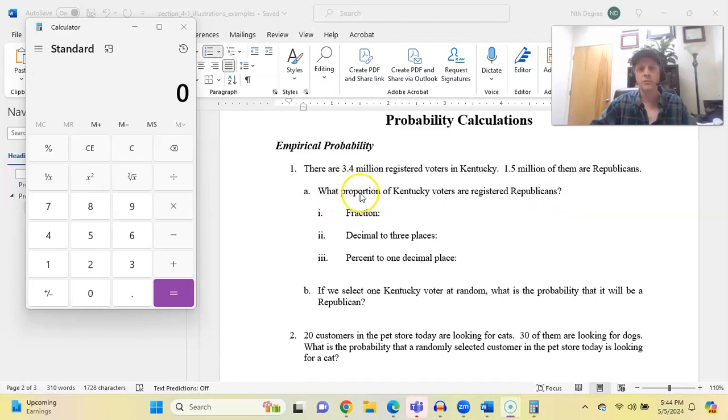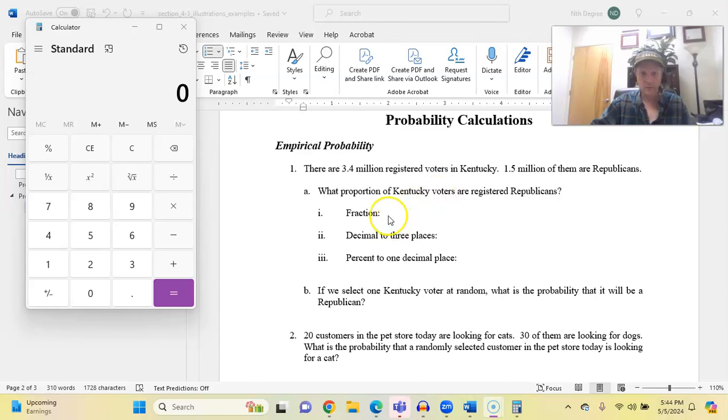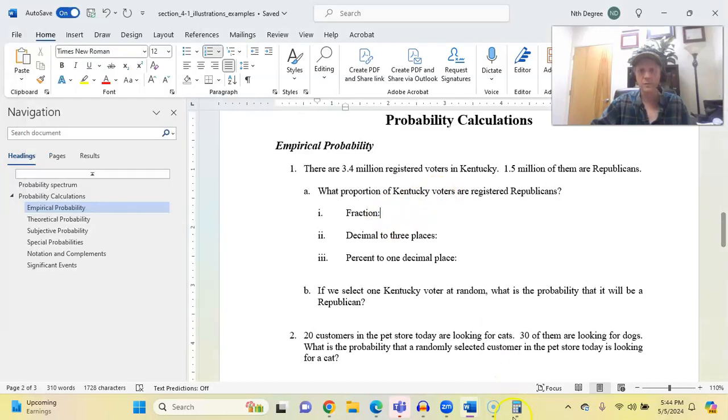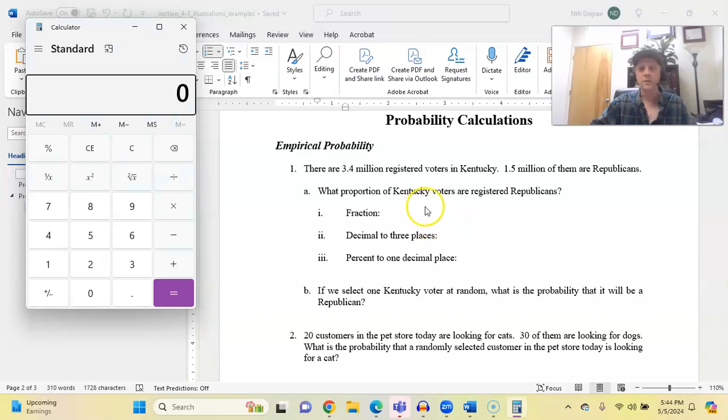Notice here that I've used the word proportion because we are talking about large sets. Let's write a fraction first. Remember, every probability is based on a fraction. A probability should be the number of successes over the number of trials. So let's think this through in English first. What exactly would we consider a trial in this problem, and what would be a success? All of the trials would be, we're going to try all of the registered voters in Kentucky, 3.4 million of them.